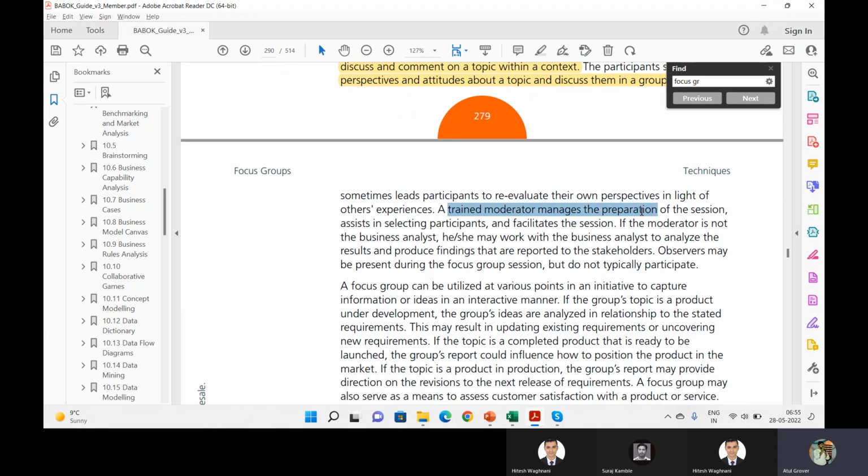And a trained moderator manages the preparation of the session. Same preparation होगा, review होगा, and finally wrap up होगा. ठीक. A trained moderator manages the preparation of the session, assisting in selecting participants, facilitating the sessions as well. Ye ek achhe moderator pe depend karta. If I'm a BA and I want to discuss something good for the upcoming 3 or 4 months, then I will select only those people whom I know are like-minded, whose inputs are required to build this particular solution for me. ठीक है, तो वो चीजें रहती हैं इसमें mainly.